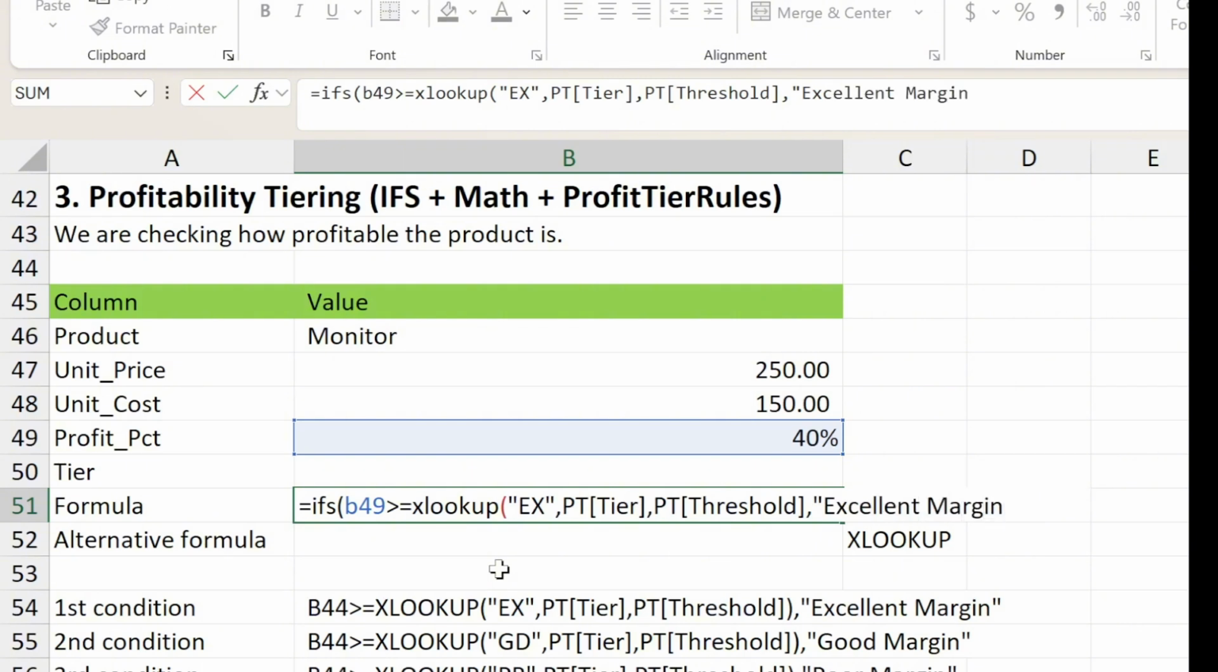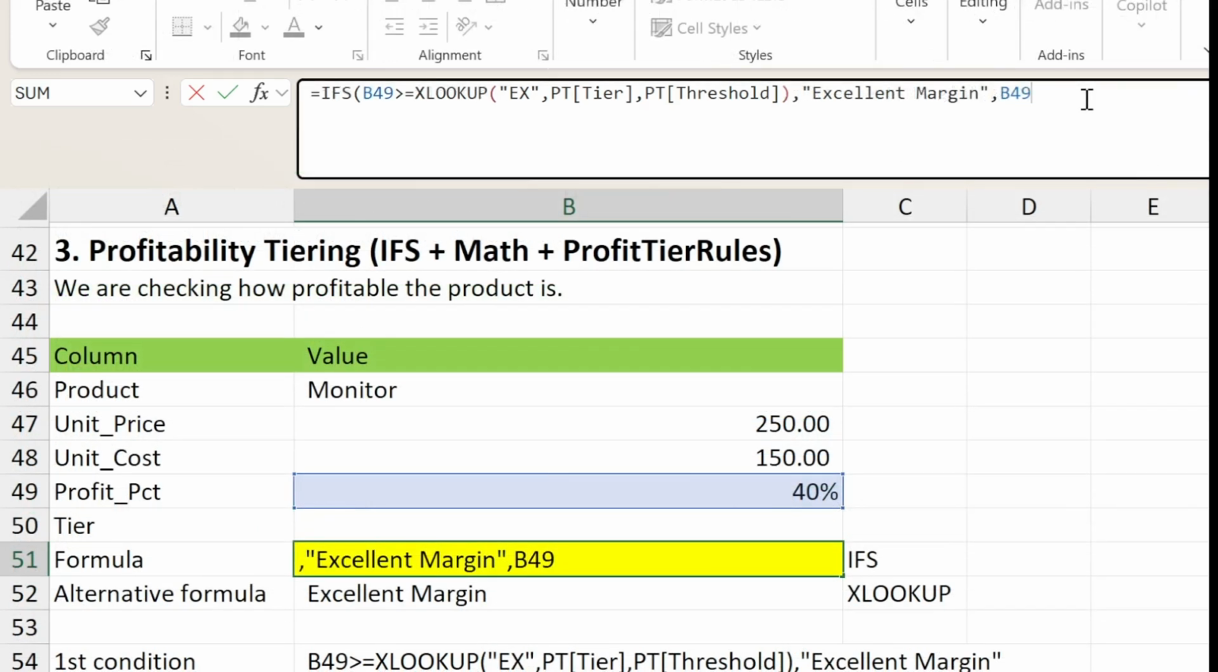In the Excel demo we want to classify the profit percentage into excellent margin, good margin, poor margin or loss. To achieve this we calculate profit percentage using unit price minus unit cost divided by unit price. Then we compare this percentage against the thresholds in the PT table.